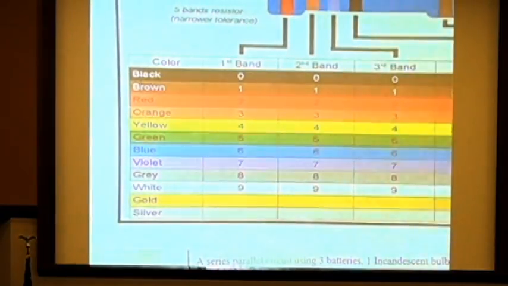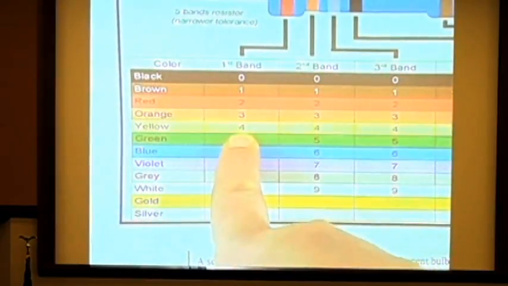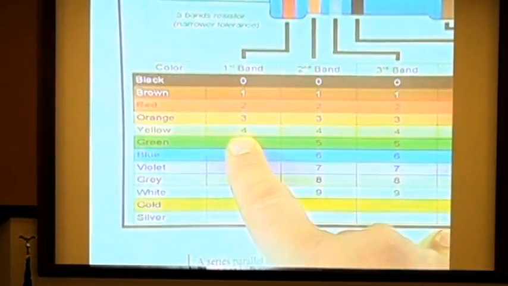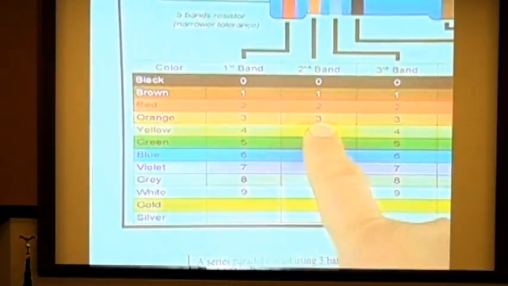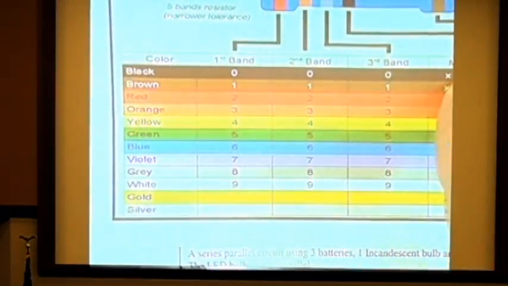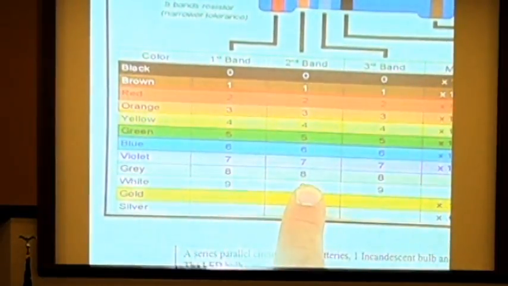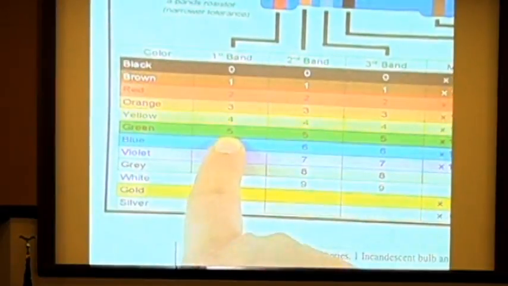So if I had a resistor that was yellow, orange, and black for the first 3, that would be 4, 3, times 1, so that would be 43 ohms, okay? If I had one that was gray, well, let me pick here, blue or green.